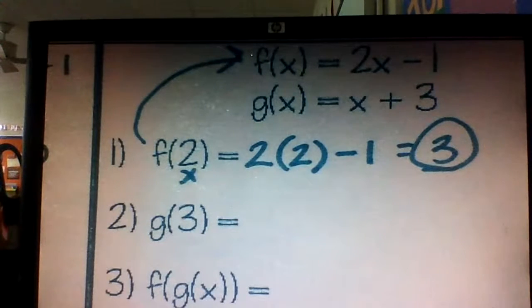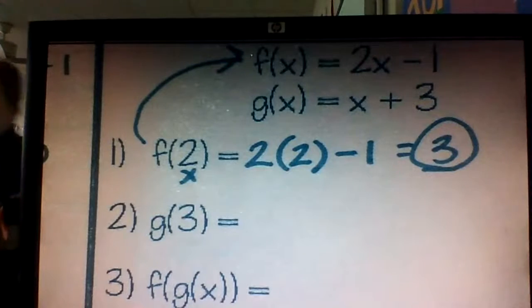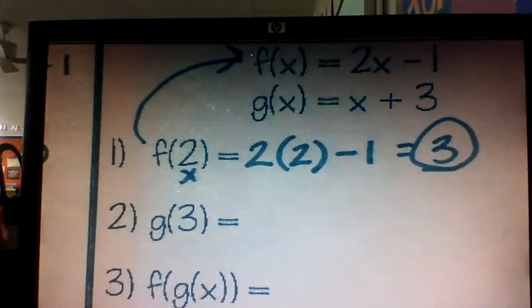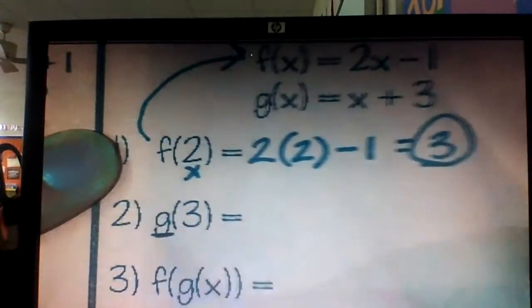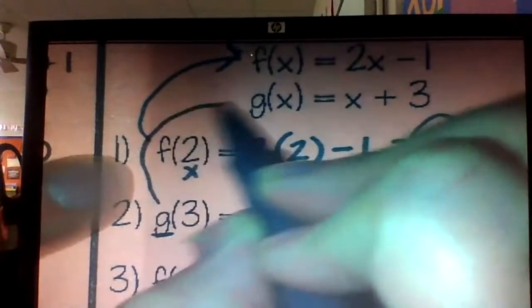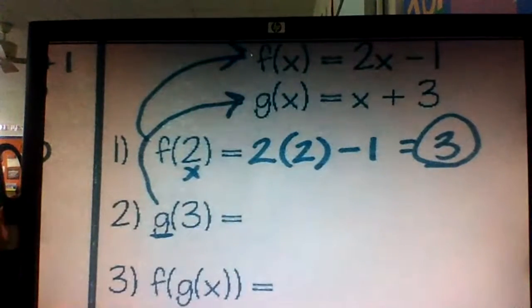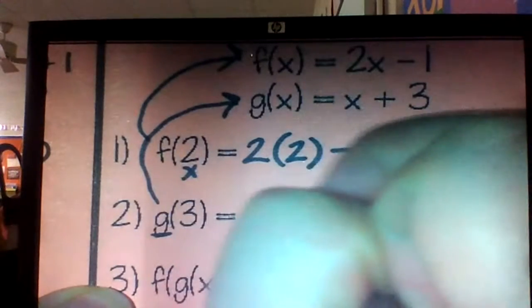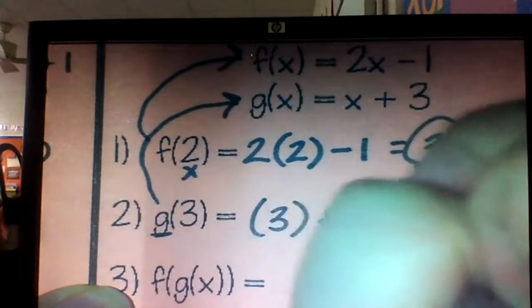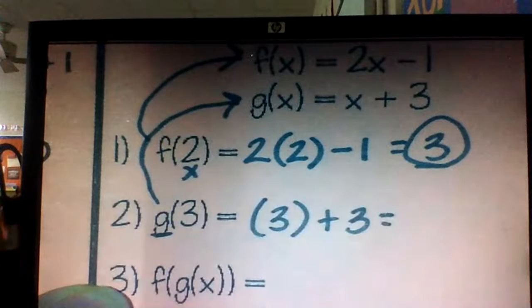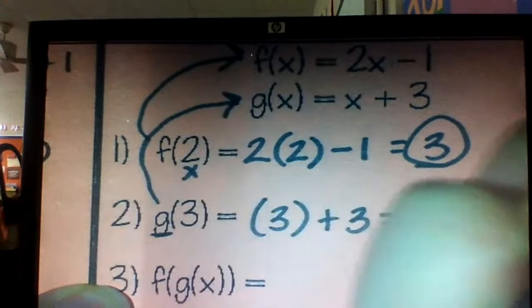Now, g of 3. Now I've gone to the g function. Because I'm looking at g now, I need to use this one. What am I plugging in for x? 3. So 3 plus 3, and my final answer should be 6.